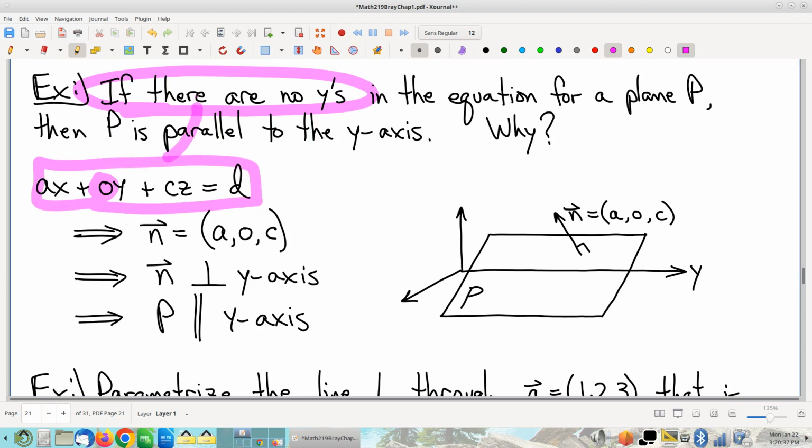Right? So when that happens, you get a powerful geometric conclusion, and that is that the plane is parallel to the y-axis. Before I explain why this works, let me just point out how valuable this theorem is. You don't have to do a bunch of algebraic effort to get the payoff. Just glance at the equation.